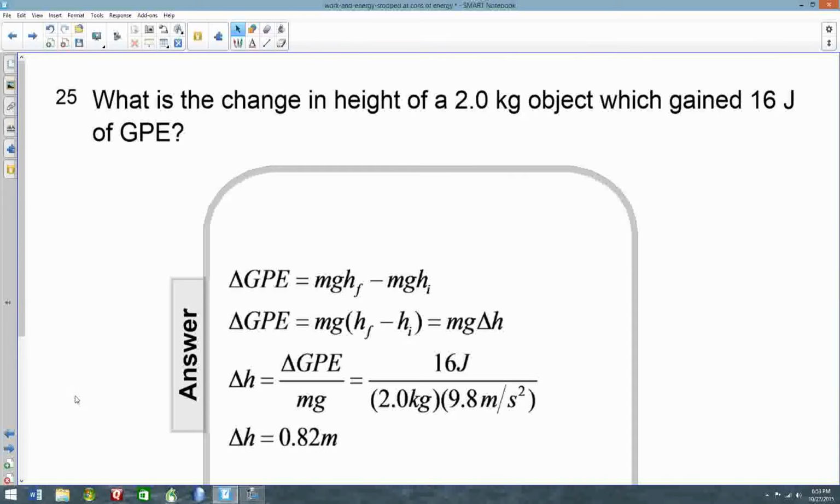The change in gravitational potential energy is mg times the change in height. We solve for delta h, which is the change in gravitational potential energy divided by mg. Substituting in our numbers, we get a height change of 0.82 meters. Notice that I did not put in a negative 9.8 meters per second squared. Energy doesn't have direction. We're using the magnitude of the acceleration due to gravity for these calculations.